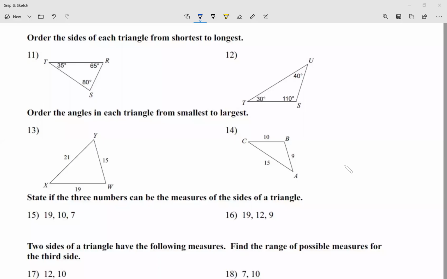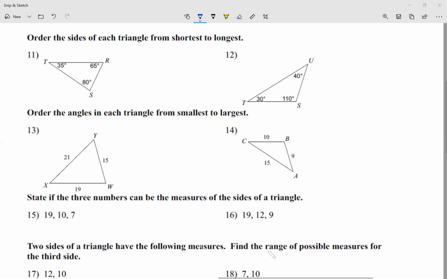For today's lesson, we're going to start. I'm going to give you the angles of a triangle. Look at questions number 11 and 12. I'm giving you the angles of a triangle, and here I'm asking, order the sides of each triangle from shortest to longest. I give you the angles, and based on the angles, you should be able to know which side is shorter and which side is longest. And obviously, which one's in between.